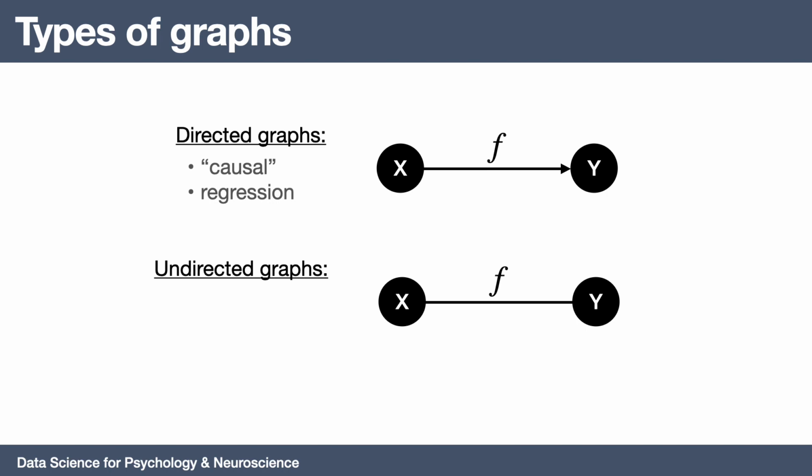There can also be undirected graphs, usually indicated with the lack of an arrow, so just a direct line between X and Y. These largely reflect general associations where directionality of the relationship cannot be inferred, such as with, let's say, a Pearson's correlation.